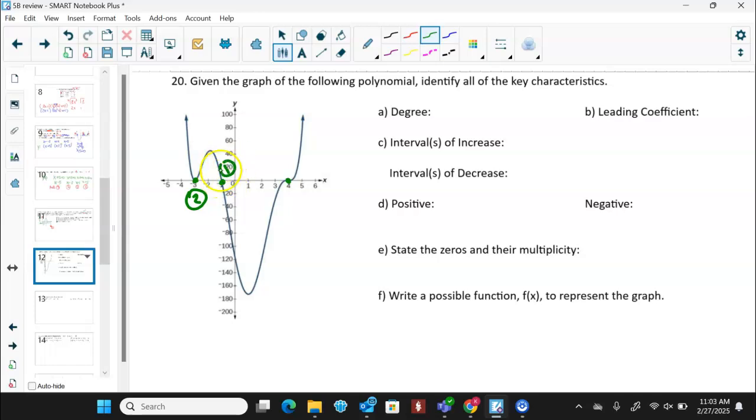Bounce, slice, and a slide. Remember, slide is 3, bounce is 2, and a slice is 1. So how many is it together? 2, 3, 6. So the degree is 6, okay? Because you're just adding their multiplicities.